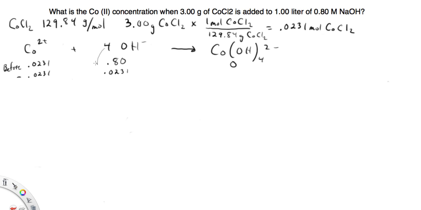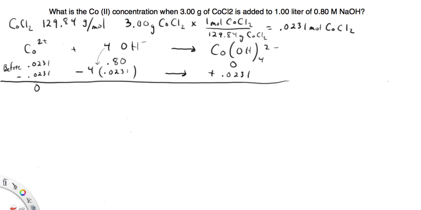If you said bring down that 4 and multiply, you're correct. That's going to go down by 4 times the 0.0231. And then what goes over here? This obviously has to go up because we have a 0. What do I put there? Well, the mole ratio of cobalt-2 to my complex ion is 1 to 1. So that's going to go up 0.0231.